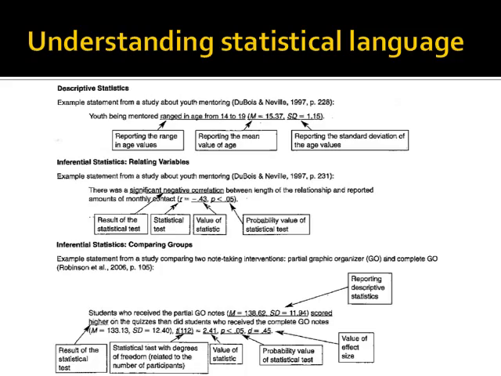from a study about youth mentoring. Youth being mentored ranged in age from 14 to 19 with a mean of 15.37 and a standard deviation of 1.15. This means that there was an age range for youth of between 14 to 19 years old. There was an average or a mean age of 15.37 years and a standard deviation of 1.15 years.